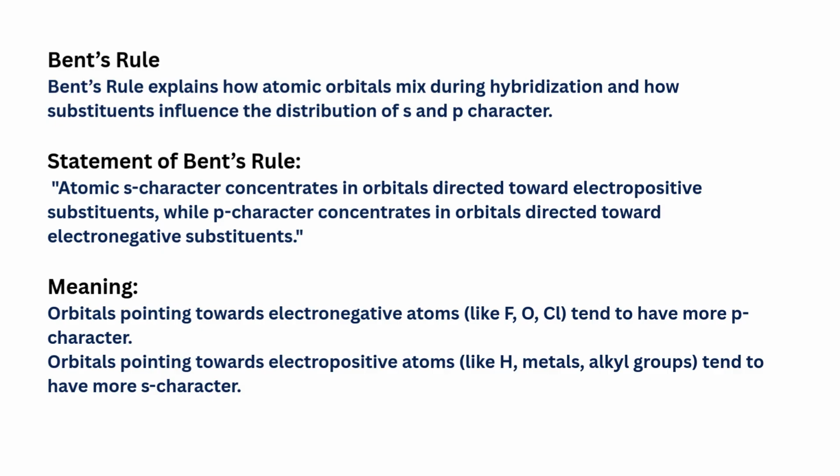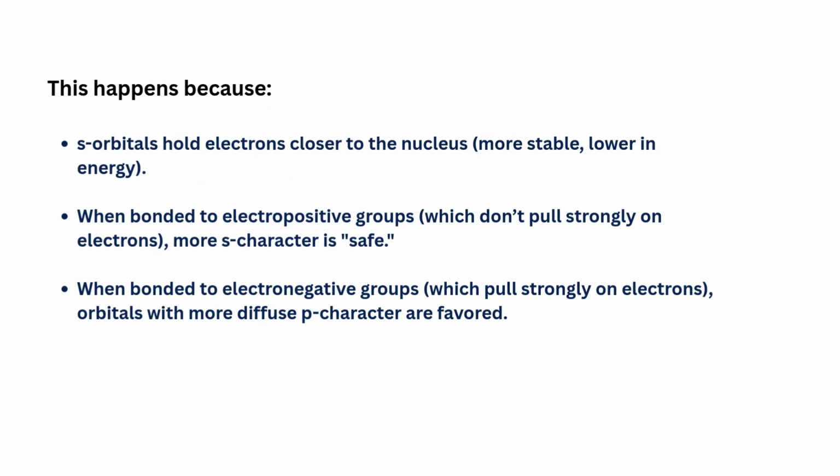Meaning, if a bond is formed with an electronegative atom, like fluorine or oxygen, the bond tends to use an orbital with more p character. On the other hand, a bond with an electropositive group like hydrogen or metals tends to use orbitals with more s character. The reason for this: we know that s orbitals keep electrons closer to the nucleus and are therefore lower in energy and more stable.